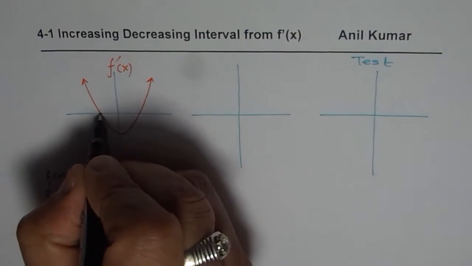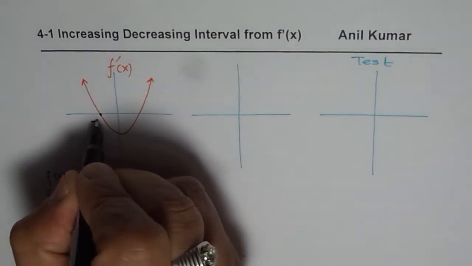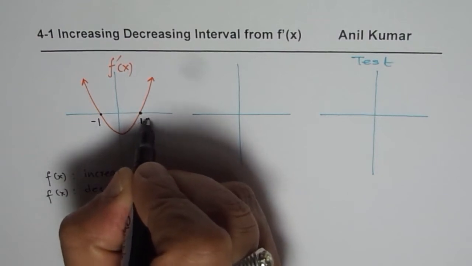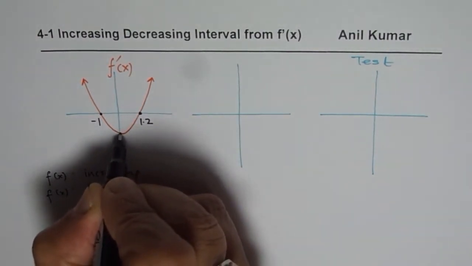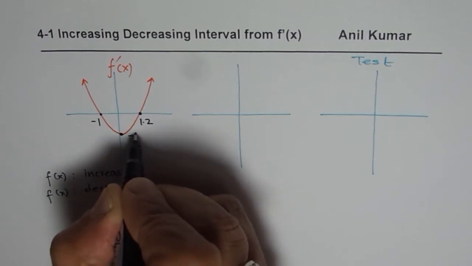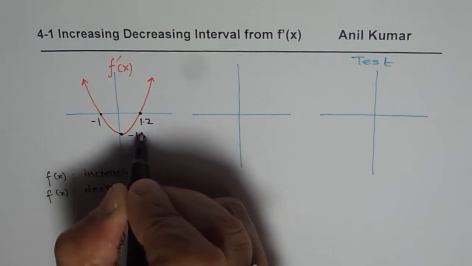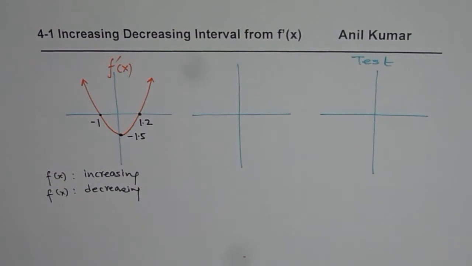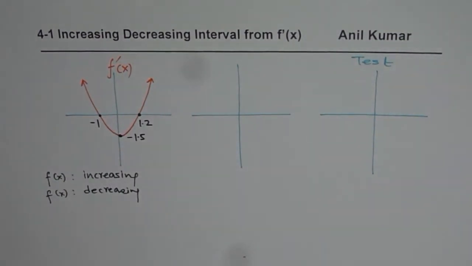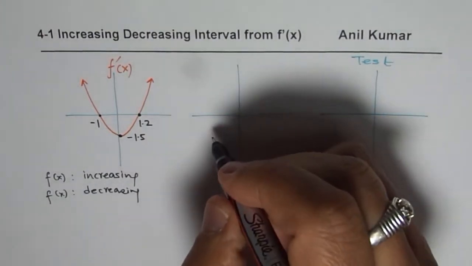So let's take some points here. Let me call this point -1, this point 1.2, and let this be the vertex at -1.5, right? So you have to say in which interval this function is increasing. We have given you the graph of a derivative.